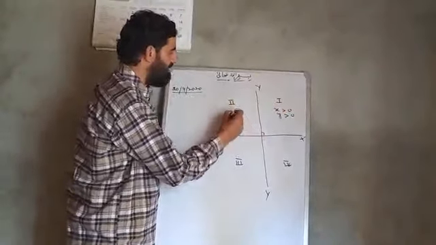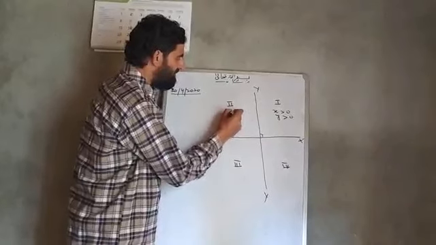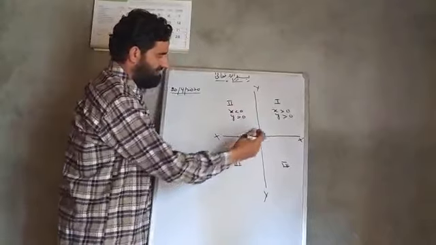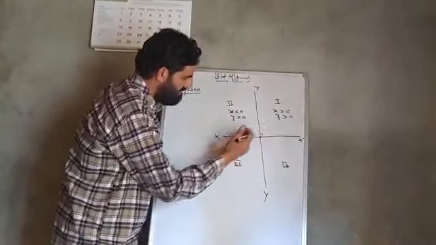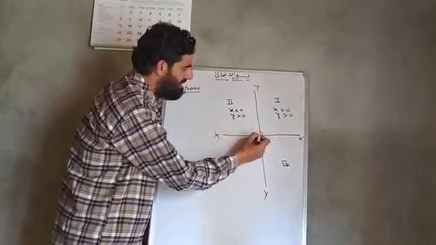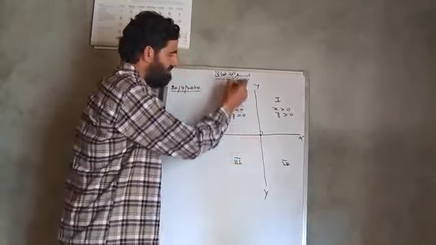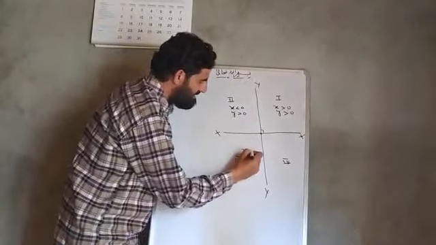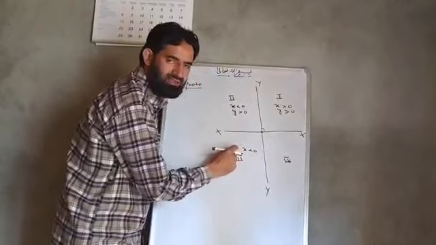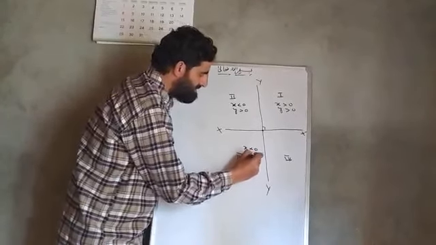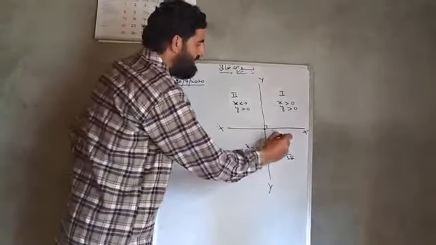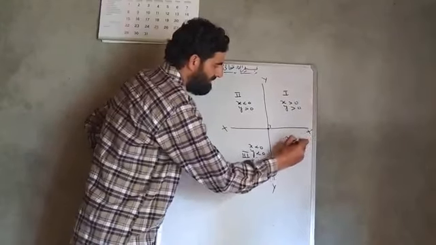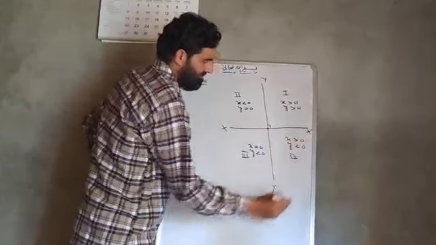Then in the second quadrant, x is less than 0 but y is greater than 0. That means when we move towards the left of the y-axis, x is negative, and y is positive. And in the third quadrant, the x coordinate is less than 0, and the y coordinate is also less than 0. And in the fourth quadrant, x is greater than 0 and y is less than 0.